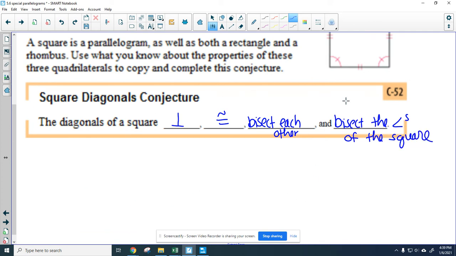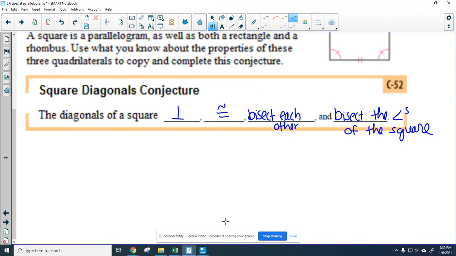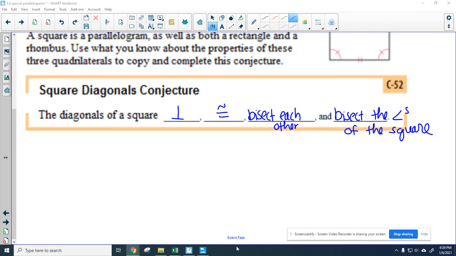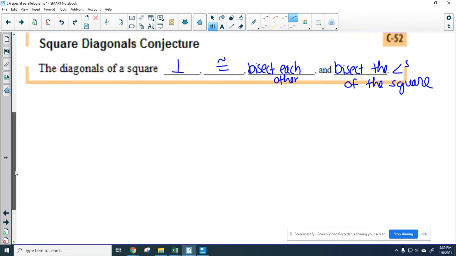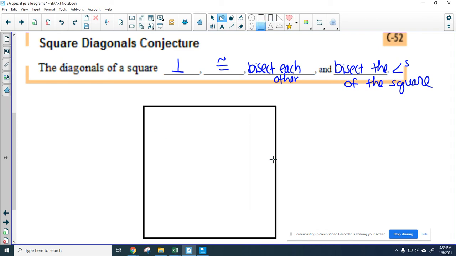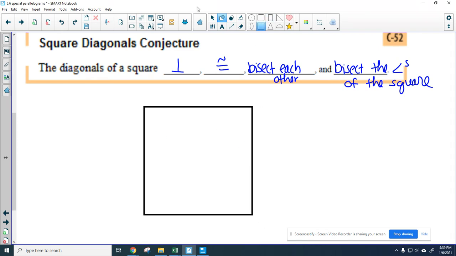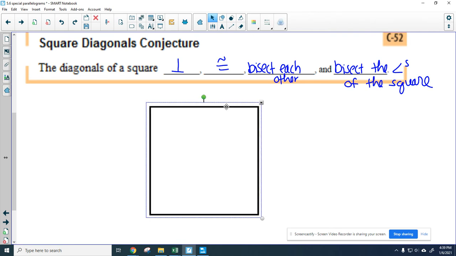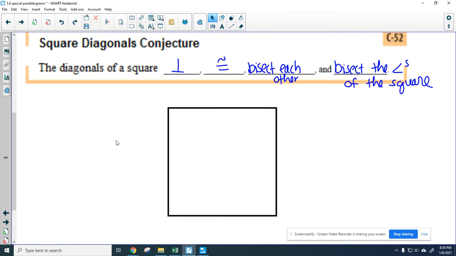So as we put in those diagonals, we want to think about how to mark the diagram to show all of these things. All right, go ahead and sketch a nice big square on your page. Sketch is fine. Just try to make it as square-like as you can. Use my little square tool here. Okay, so here we go.